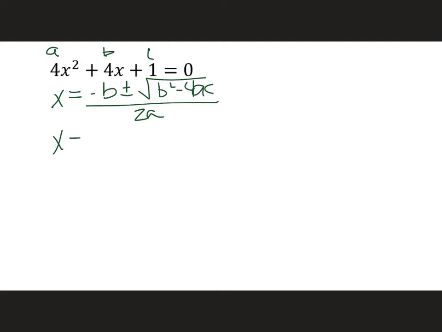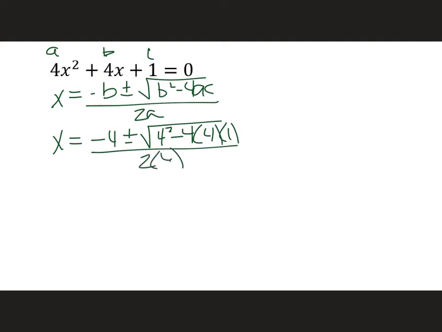So we would have x equals negative 4 plus or minus the square root of 4 squared minus 4 times 4 times 1, all over 2 times 4. And then we would simplify our parts. Plus or minus the square root of, this is 16 minus 16, so that's actually 0 over 8. So because our discriminant is 0, this one will only have one solution. The square root of 0 is 0. So we only will end up with one answer here.